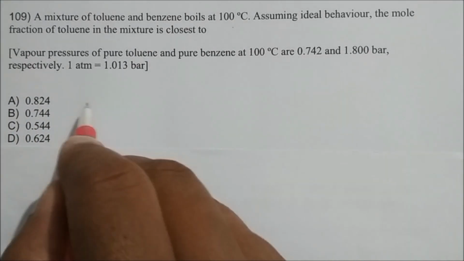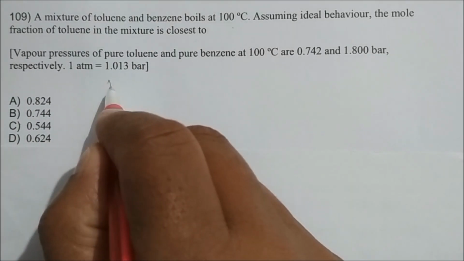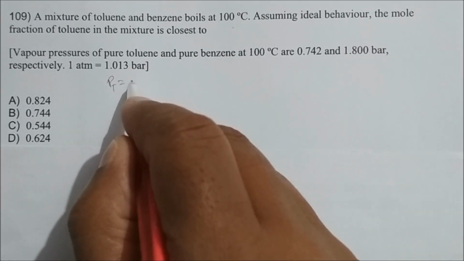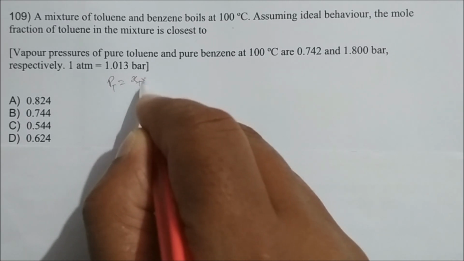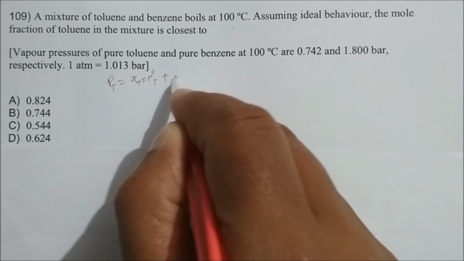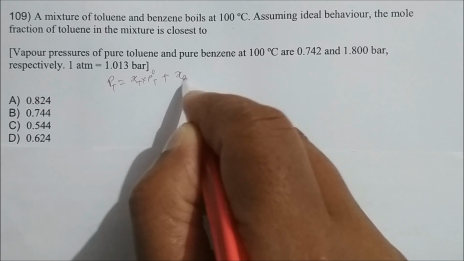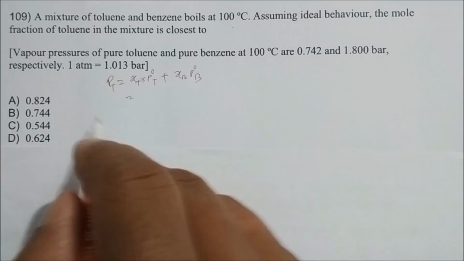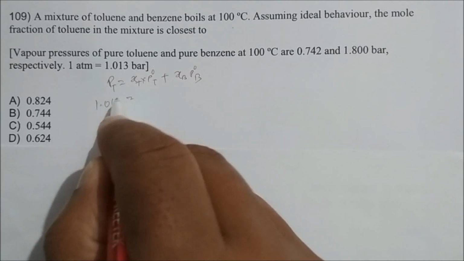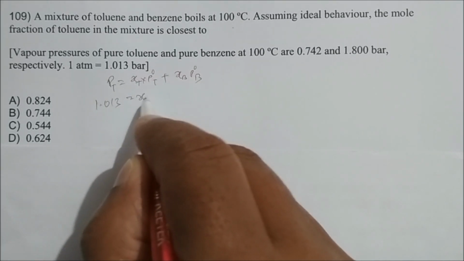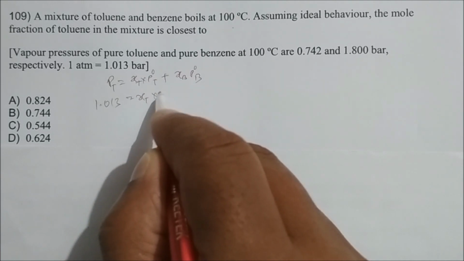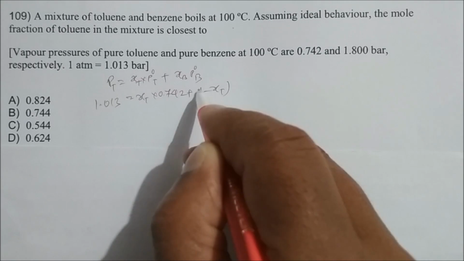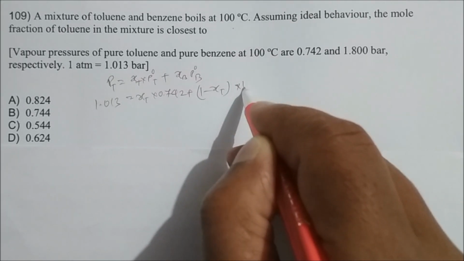So we'll use the formula of Raoult's law. The total pressure for both toluene and benzene is equal to the mole fraction of toluene into the pure pressure of toluene, plus the mole fraction of benzene, which is nothing but 1 minus xt, into the pure pressure of benzene. The total pressure is 1 atmospheric pressure, so we can write here 1.013. Taking toluene, which they're asking, this is 0.742, and 1 minus xt is multiplied by 1.8.